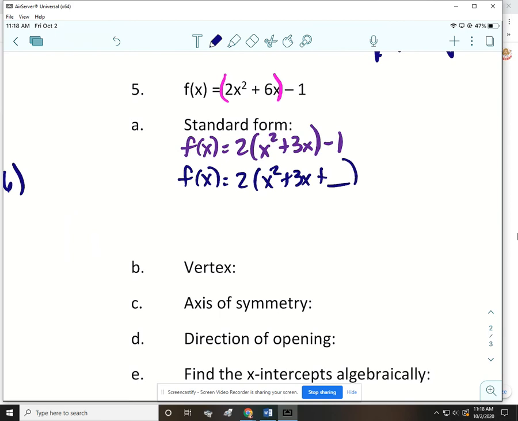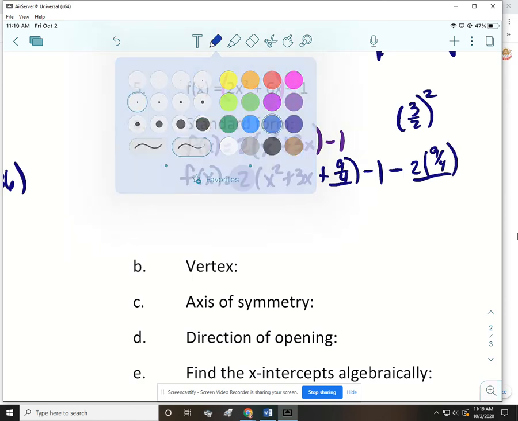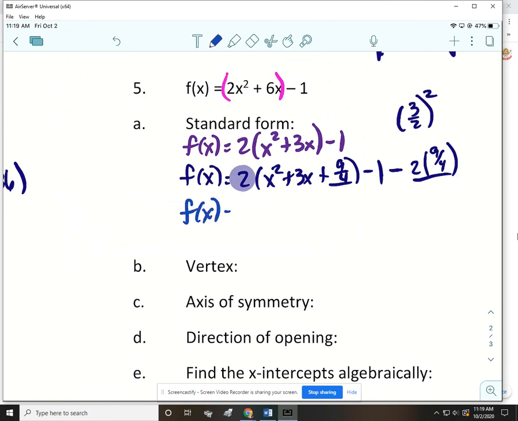Okay, but we can still do this. We can take half of 3 and square it. So to square that, you square the top and you square the bottom. All right, and then outside, we're going to subtract what we factored out, which was 2, times what we added, which is 9/4. All right, and then here is what we got when we took half. What we get when we take half is 3 halves.